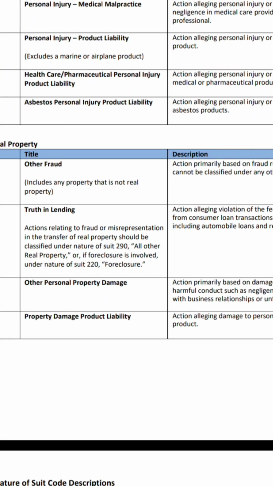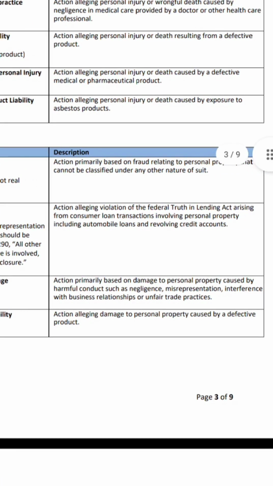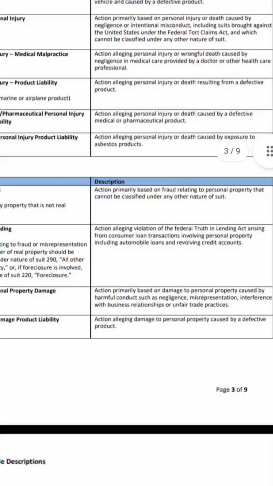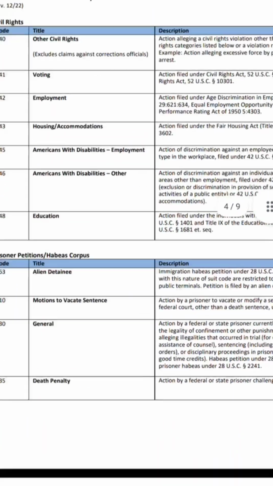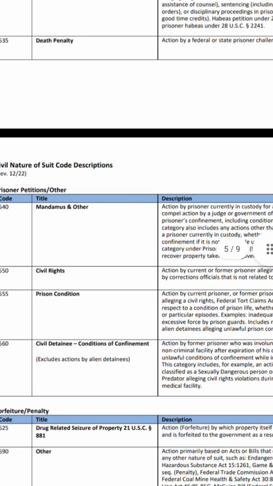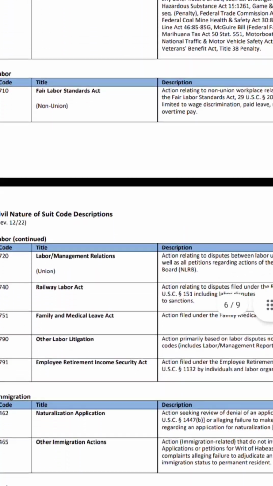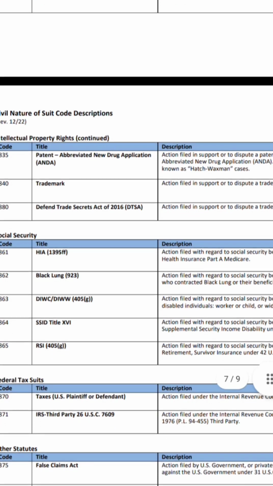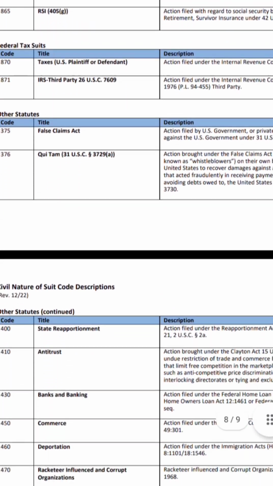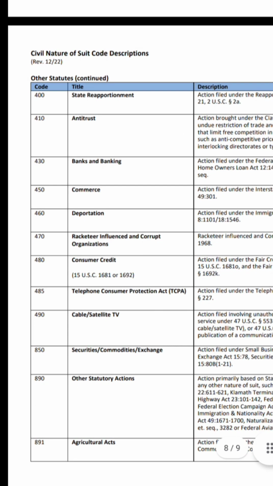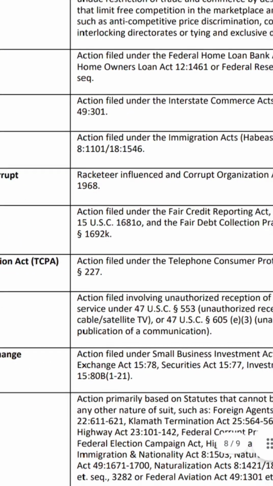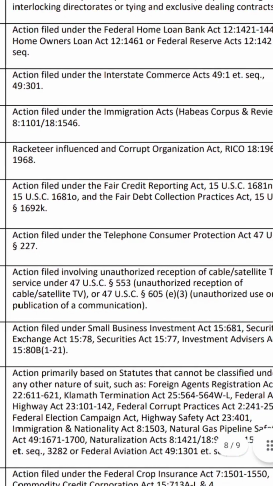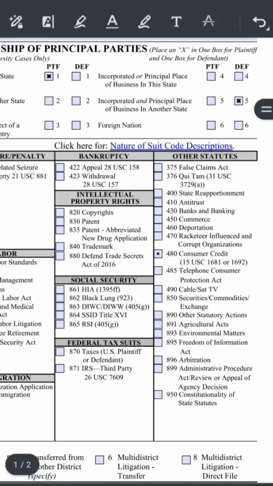So like I said, when it comes to truth in lending, go ahead and read it. I'm not here for you to read all this, but if you see, as I state, including automobile loans and revolving credit accounts, that's when you know you're dealing with truth in lending. But when you're dealing with the consumer agencies like Experian, Equifax, TransUnion, all of them different ones, because those are just the main ones that a lot of people know, but there's other ones that are actually out there. 480, as I stated, consumer credit, actions filed under the Fair Credit Reporting Act, 15 USC 1681 and so on. Go through, read them.